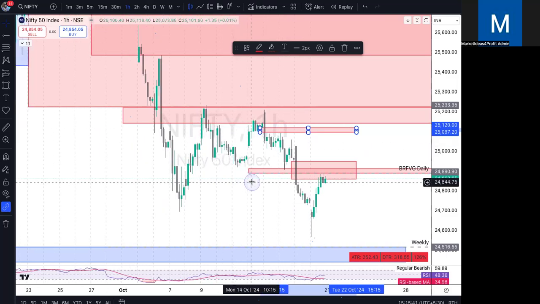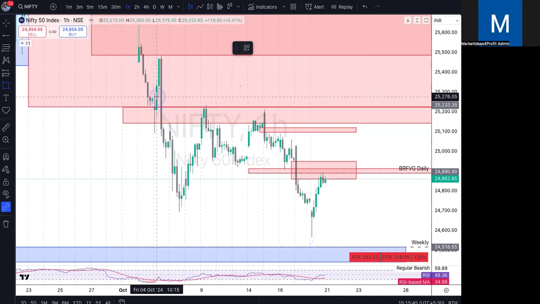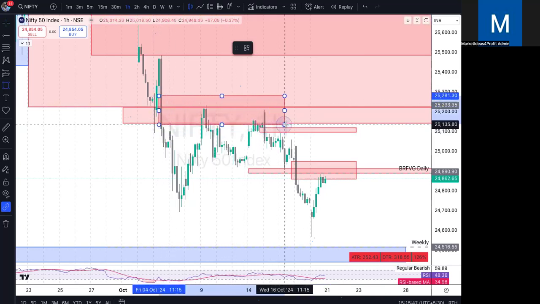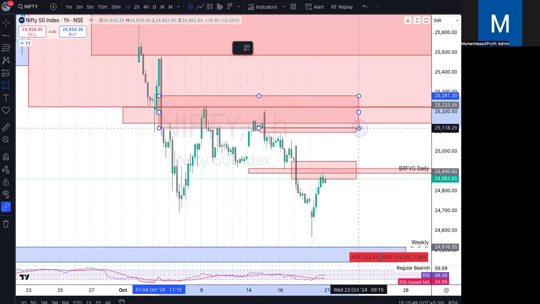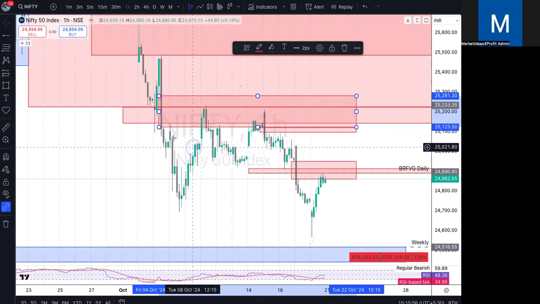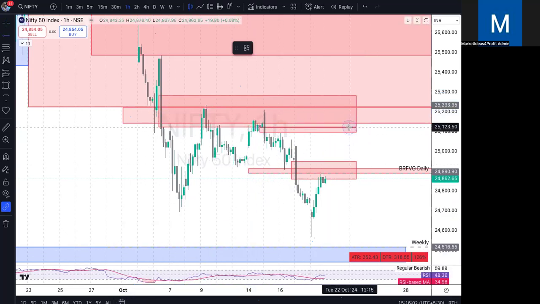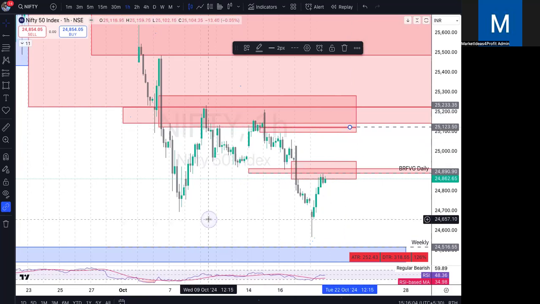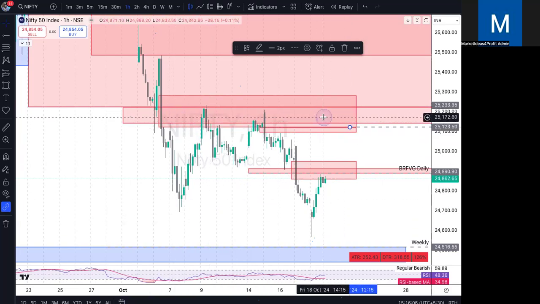Now let's go up and see what's more on the hourly. On the hourly, you have some more fair value gaps here. This is nearly confluencing. If you see how beautifully the price moved directly from this particular level. This particular level has not been touched as yet. So what is this level? This level is 25,123. We haven't touched this level. This again is an hourly fair value gap. So we have two hourly fair value gaps on top, which have not been mitigated.